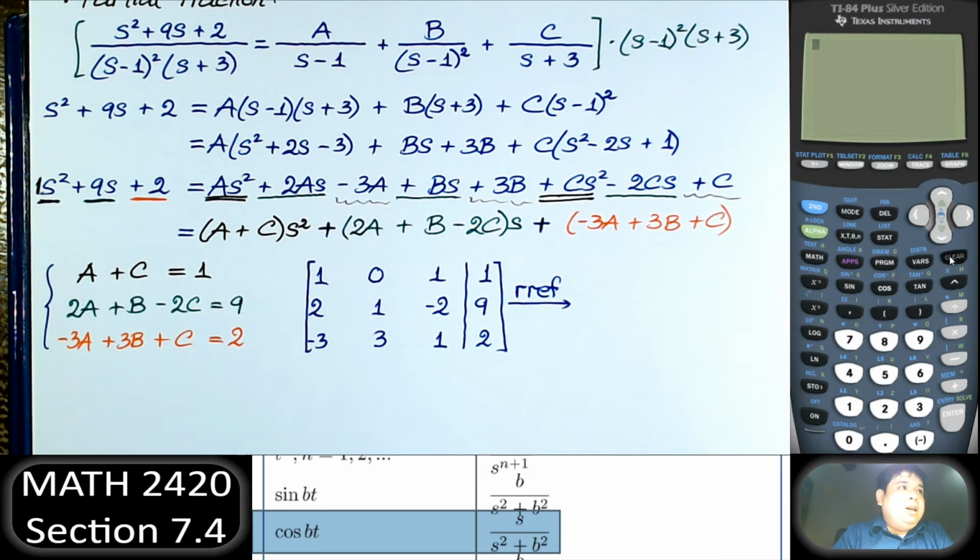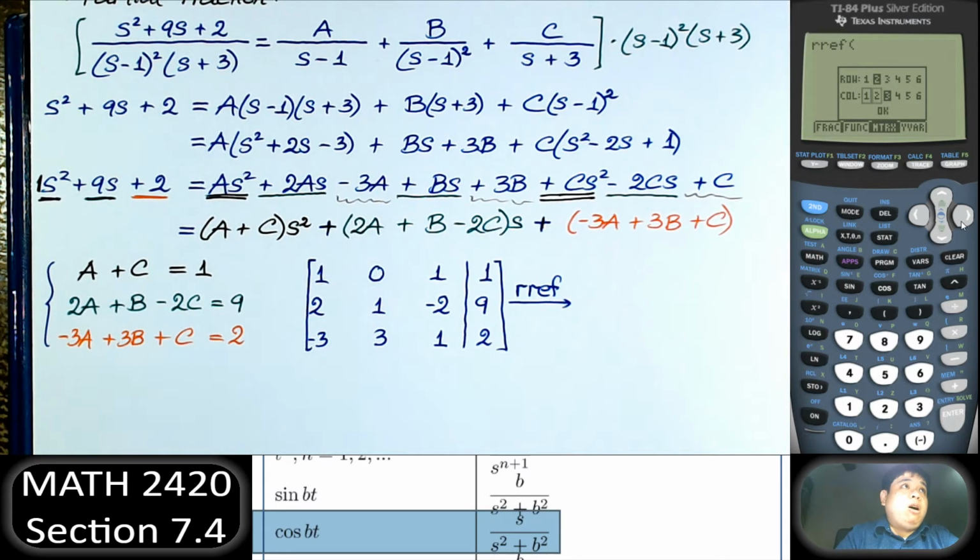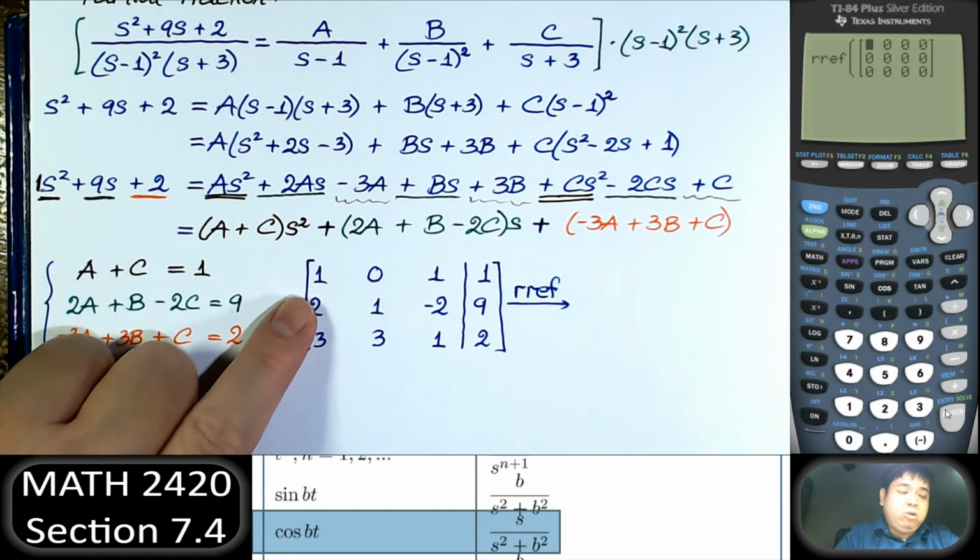First, if you have a TI-84 Plus, then you can have this option. I will go second, matrix, sorry. Go to math, reduced row echelon form, like that. Now I will enter the matrix with alpha zoom. This is 3 rows and 4 columns. So input the matrix there.